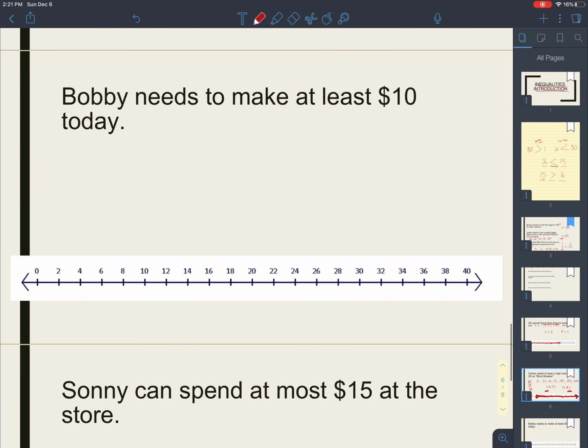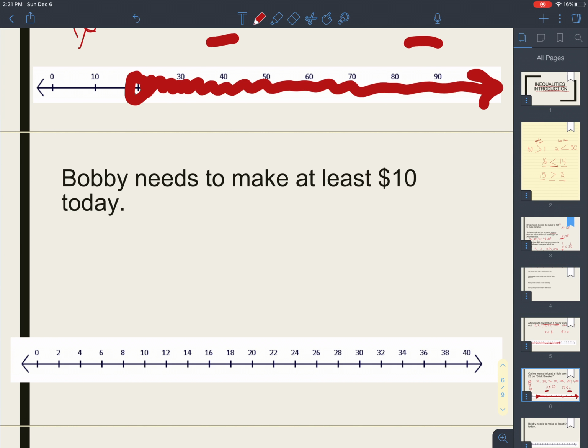Okay, so the new thing, or the thing that you may not remember from 6th grade, is the greater than or equal to sign. So for example, let's talk about Bobby. Bobby needs to make at least $10 today. So what are some numbers that Bobby could make? Bobby could make $15. He could make $30. He could make $100. He could make $11. He could make any amount of money.